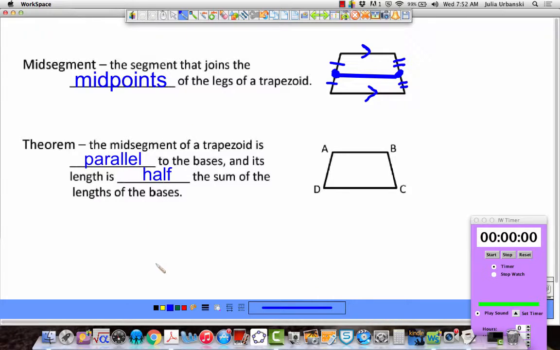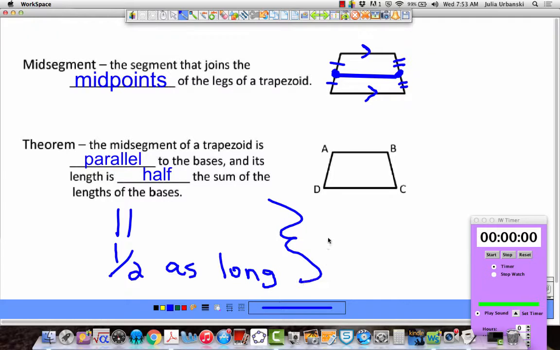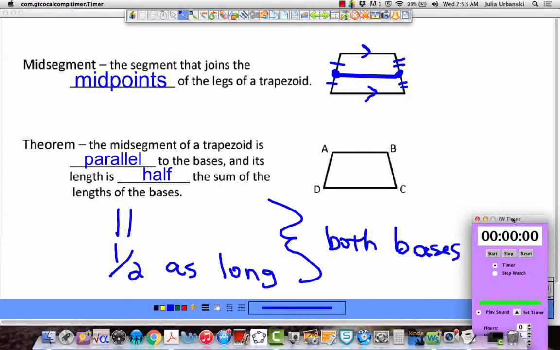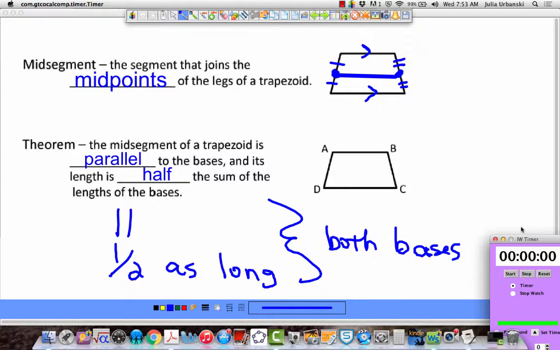The rule is, just like on triangles, the midsegment is parallel, but this time it's parallel to both bases of the trapezoid, and its length is half as long as the sum of the bases. So it's parallel, and it's half as long, but this time there are two bases to worry about. I'm going to give you a formula again that you can just cross multiply. So in this example, let's draw the midsegment from here over to here.